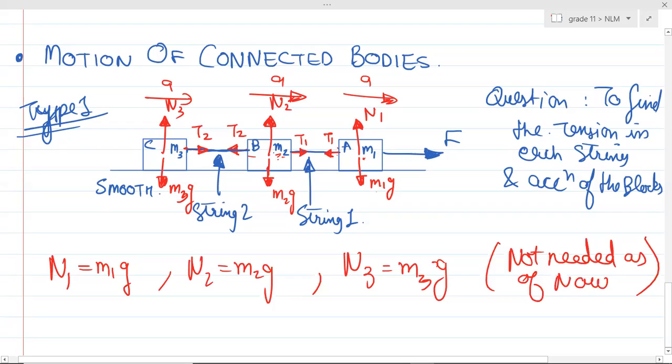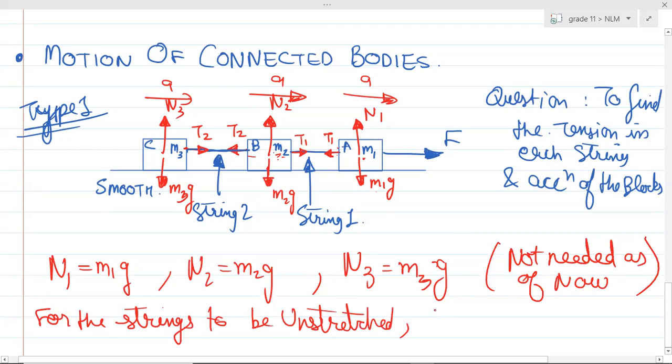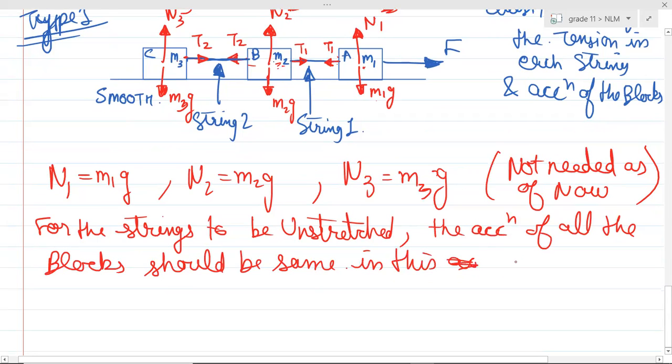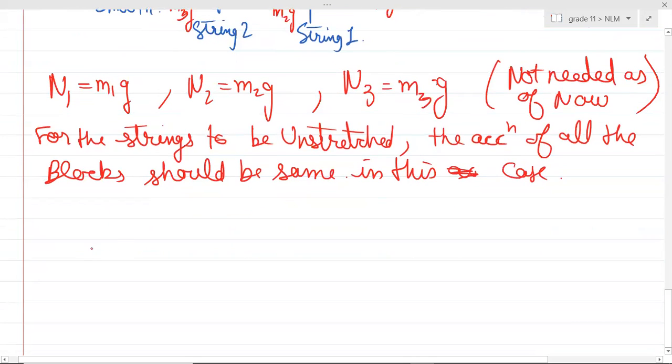Right? So for the strings to be unstretched, the acceleration of all the blocks should be the same in this case. Yes or no? For the strings to be unstretched, the acceleration. So can I say this particular thing? All the blocks are moving with the same common acceleration, starting from rest.